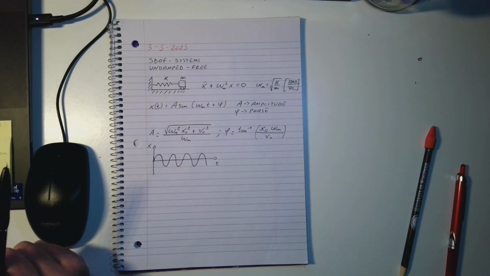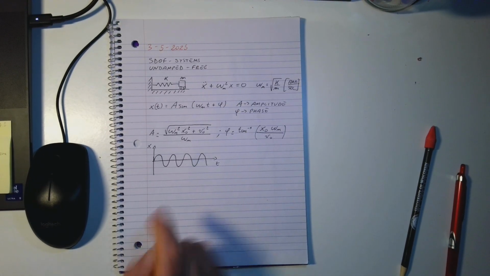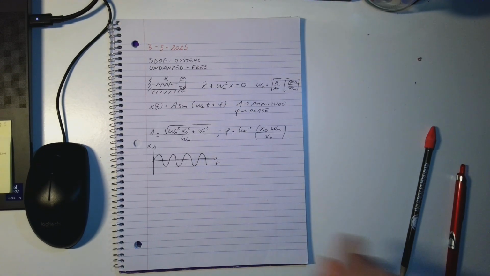Of course, we don't have any element that will dissipate the energy in the system, which means that once we give the initial either position or velocity, the system starts to oscillate, and theoretically it will continue to oscillate forever.